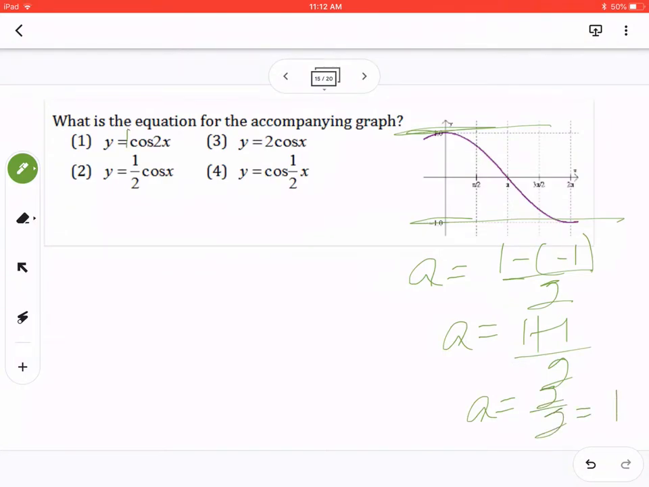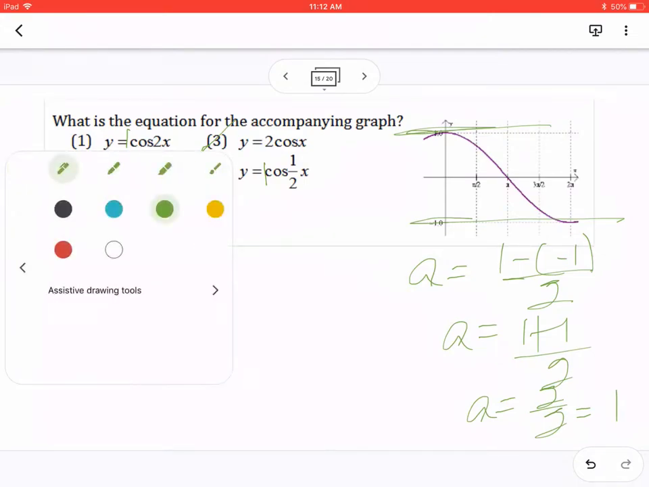Choice 1 has an amplitude of 1, so does choice 4. Choice 3 is out because it has an amplitude of 2. Choice 2 is out because it has that 1/2 amplitude. And our next consideration is the period, so I'm going to use another color to represent that.